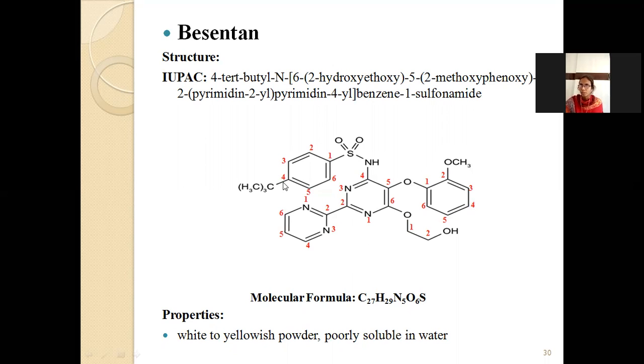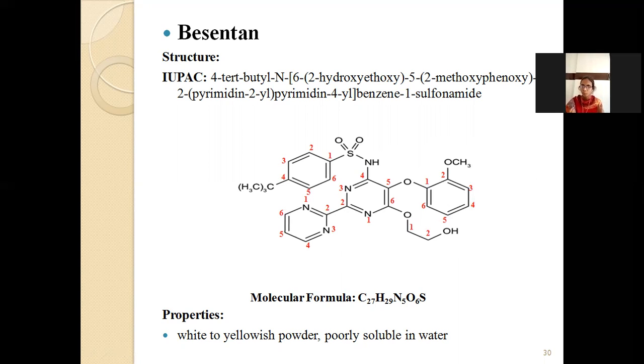So I will explain it again. 4-tert-butyl and here 1 sulfonamide benzene, and here this is the pyrimidine. 6, 2-hydroxy and this is ethoxy, and here 2, so 2-pyrimidin-2-yl, and here in the fifth position 5, 2-methoxy and phenoxy. So this is the structure and IUPAC name of this drug.